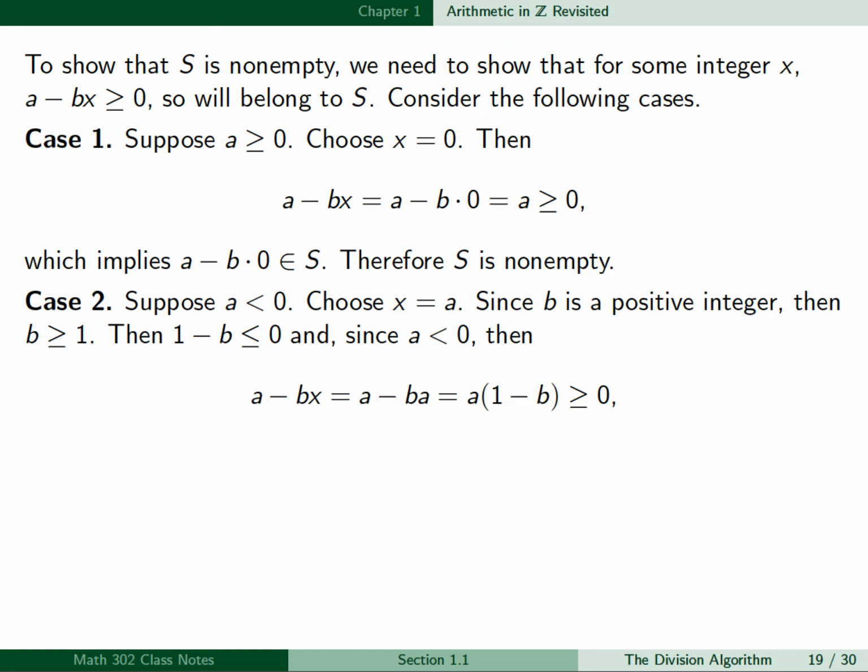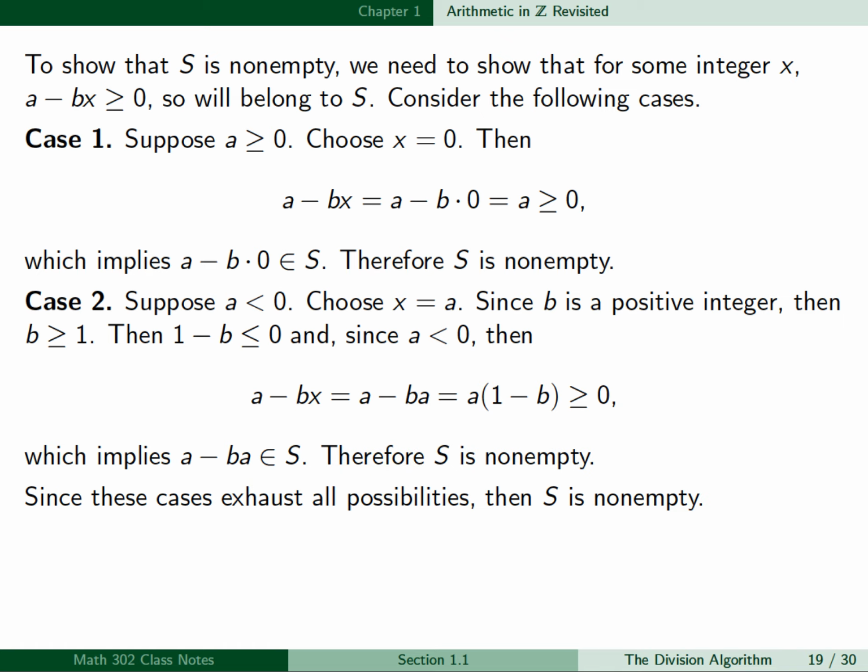A is negative, and 1 minus b is less than or equal to 0, so their product will be greater than or equal to 0, which implies that a minus ba is an element of S, and therefore S is non-empty. Since these cases exhaust all possibilities, either a is greater than or equal to 0 or a is less than 0, this tells us that S is non-empty.